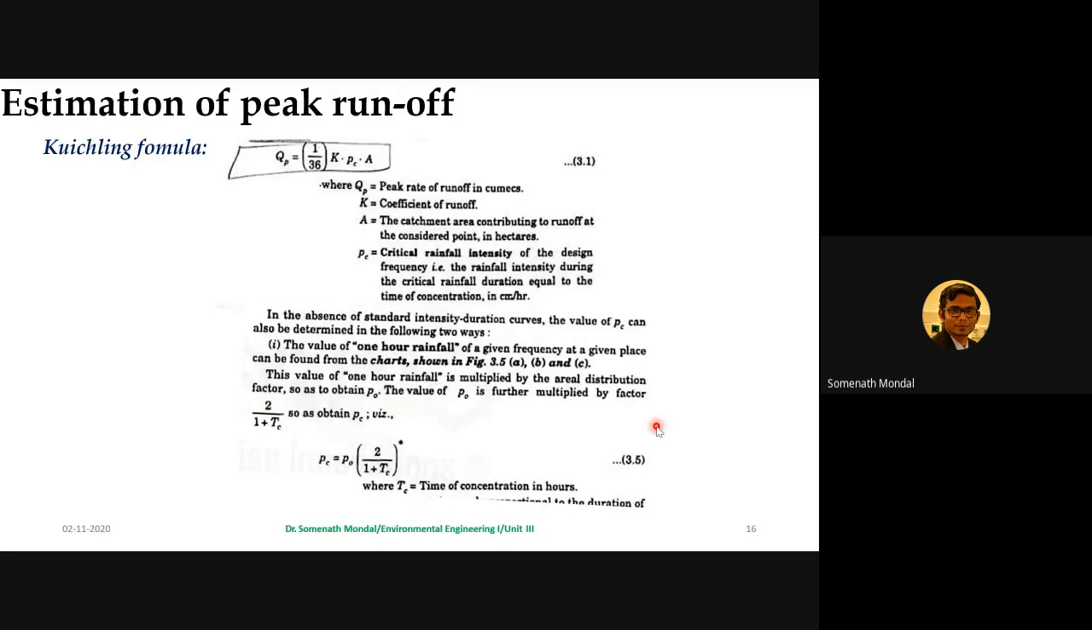Now PC is the critical rainfall intensity. We have already discussed this critical rainfall intensity of the design frequency. That means the rainfall intensity during the critical rainfall duration equal to the time of concentration, in centimeter per hour. So this we need to calculate, right? In the absence of standard intensity duration curves, the value of PC can be obtained by employing the formula given over here.